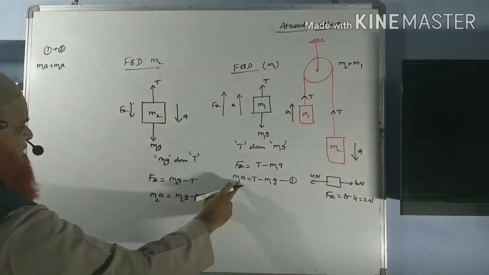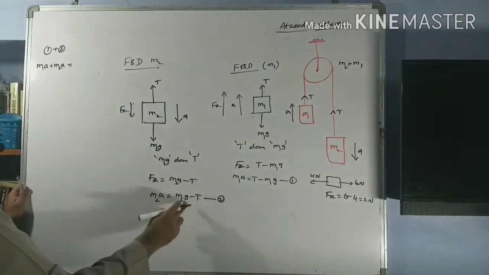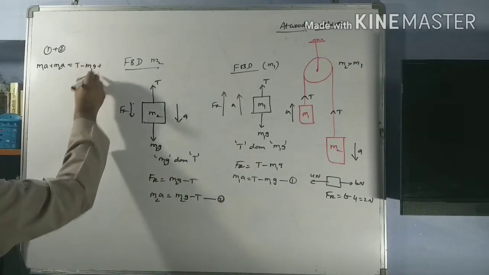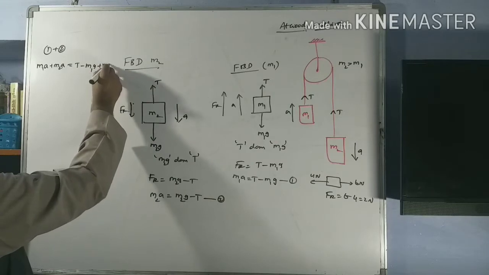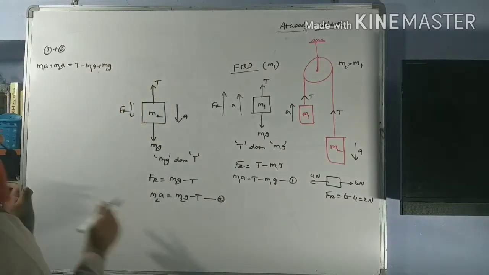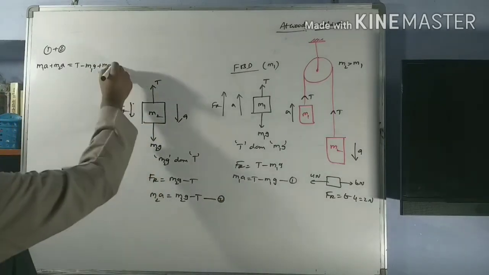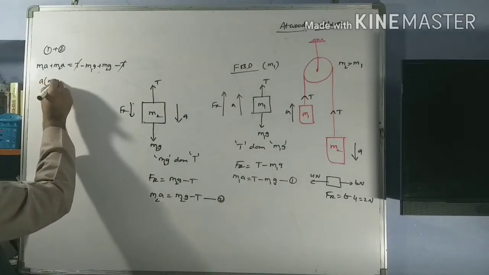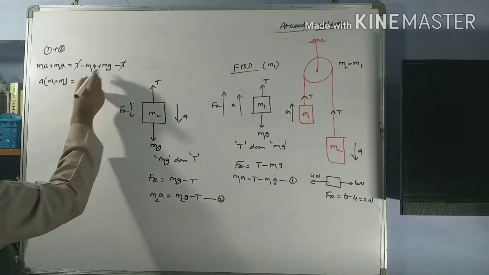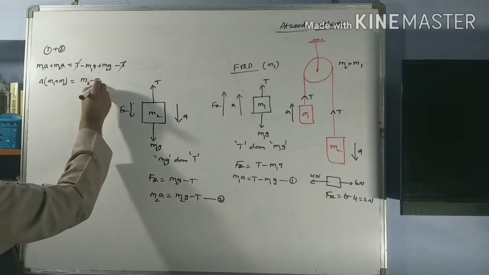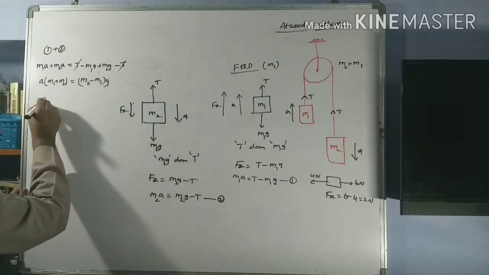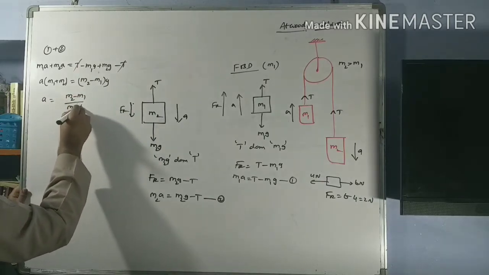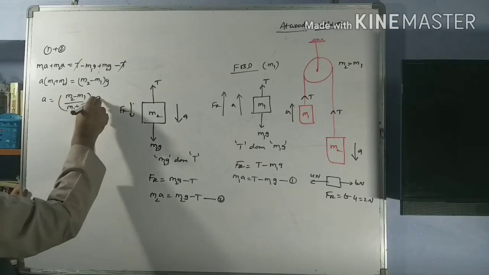So LHS you are adding. Then what happens to the RHS here? This is T minus M1 into G plus M2G minus tension T. So T and T get cancelled here. A into M1 plus M2 is equal to M2 minus M1 into G here. So A is going to be M2 minus M1 by M1 plus M2 into G here.